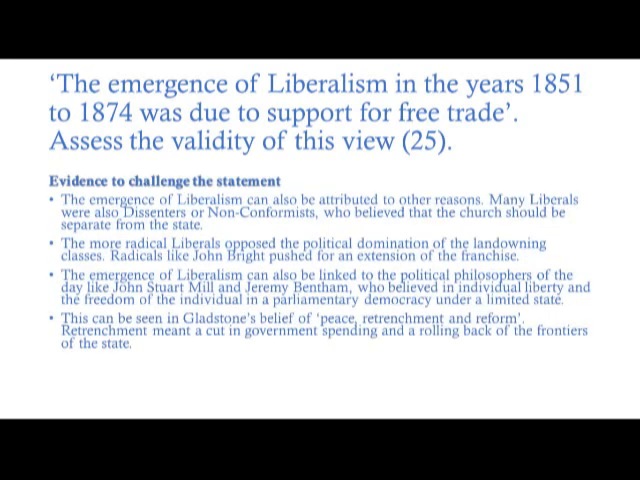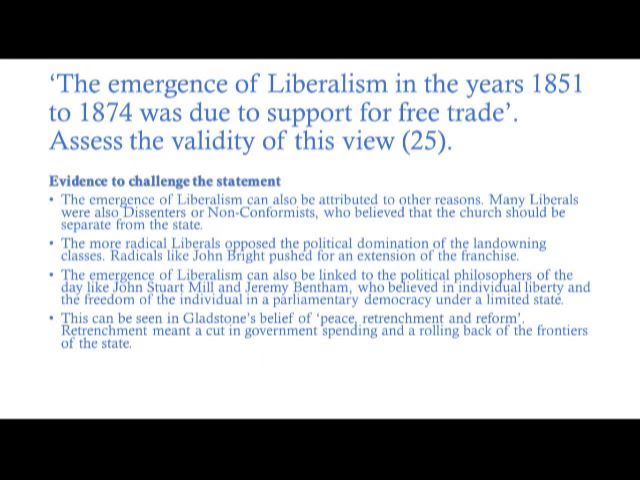Now, what evidence would there be to challenge the statement in the interest of balance? Well, you might have got that the emergence of modern liberalism can also be attributed to other reasons. Okay, so there's the religious angle. Many liberals were drawn from the ranks of religious dissenters or nonconformists who believed that there should be a complete separation of church and state.